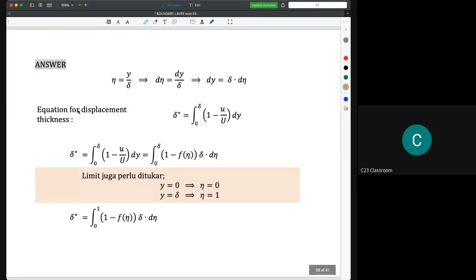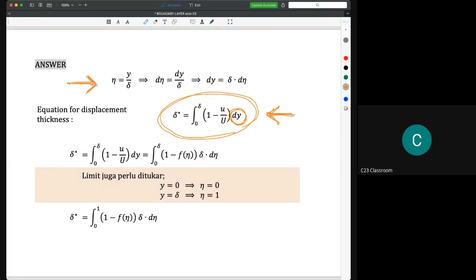Okay, so when we change the terms from u over u to eta, we need to change the limit of the integration. So please bear in mind, please remember that the equation for delta star is shown like this. So delta star is equal to the integration of 1 minus u over u dy. So in this integration form, we use dy. But because we change the value of u over u into eta, it means that we need to change this equation too. So how to change this equation? So you must know this idea.